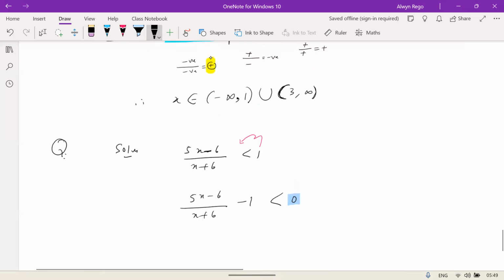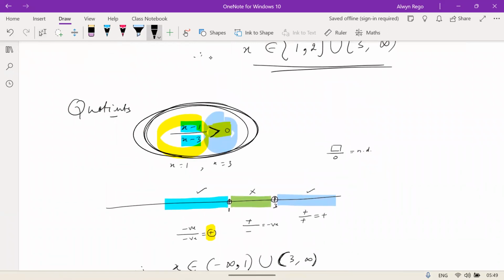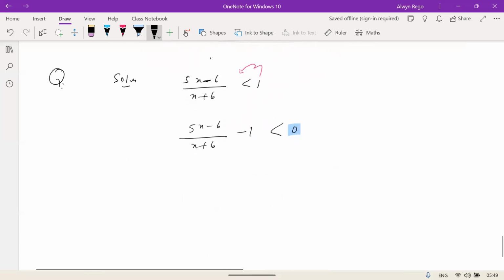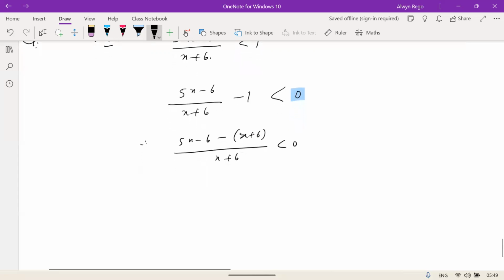Now I can discuss the problem in the same terms as the earlier one, because we already know how to control it when it's compared to 0. So I'll just do a bit of work here. You have (5x minus 6) minus (x plus 6), taking the LCM over x plus 6, is less than 0. I'm not doing anything that will disturb the inequality. So 5x minus x is 4x, and minus 6 minus 6 is minus 12, divided by x plus 6 is less than 0.